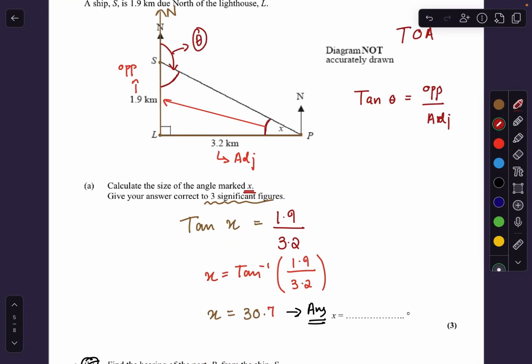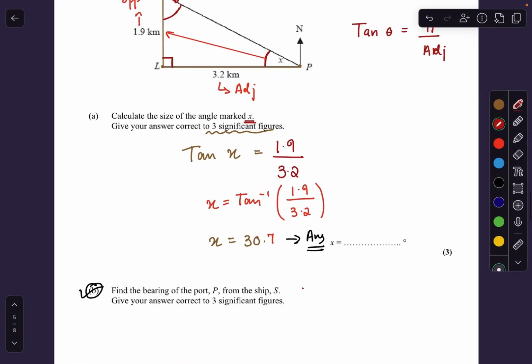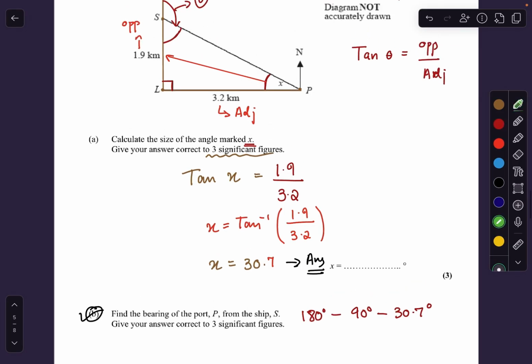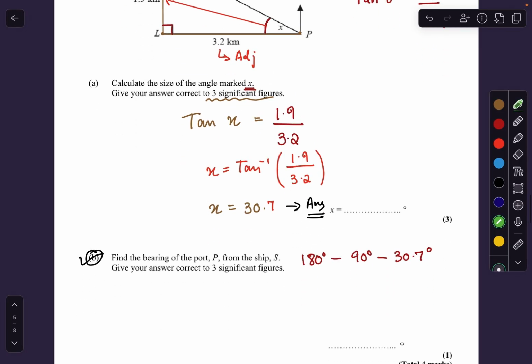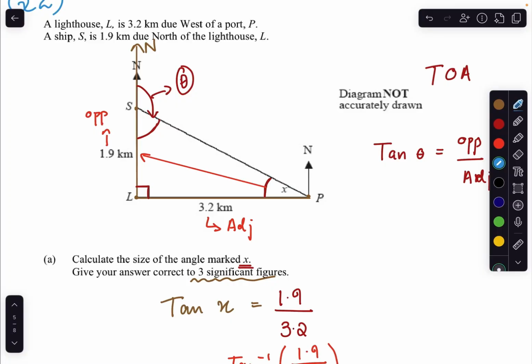To get that angle, we already know one is the 90 degrees angle inside a triangle, and the other angle x we have already figured out, which is 30.7. So you'll apply 180 degrees, subtract the 90 degrees, and then subtract 30.7 degrees again. That would give you the above angle, which is the angle at S almost. So we subtract, and that would give us 59.3 degrees. It means the angle over here is 59.3 degrees.